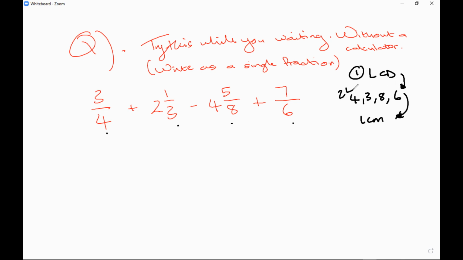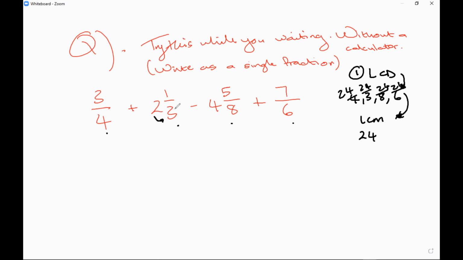What about 24? Yeah. 24 can divide by all of them. So I could use the lowest common multiple of 24. I could also use 48 as well, which is also a common denominator. It might not be the lowest common multiple, it's just a multiple though. So if I can convert each of these into that, that would be great.